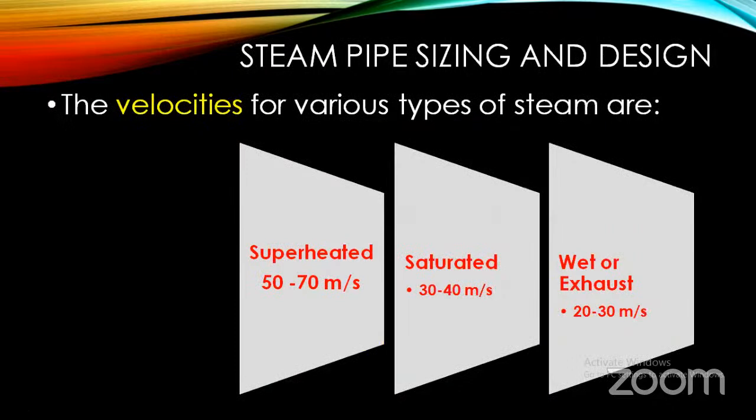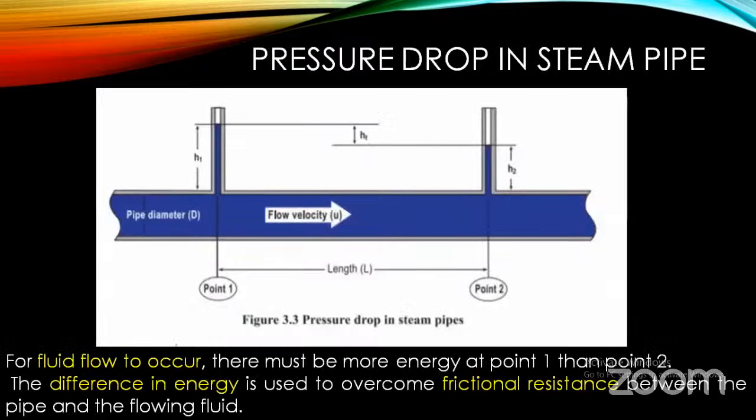So the velocities for the three kinds of steam are given based on the correlation value for superheated, saturated and wet. Another one is the pressure drop in the steam pipe. So here we may be in a position to do some problem.